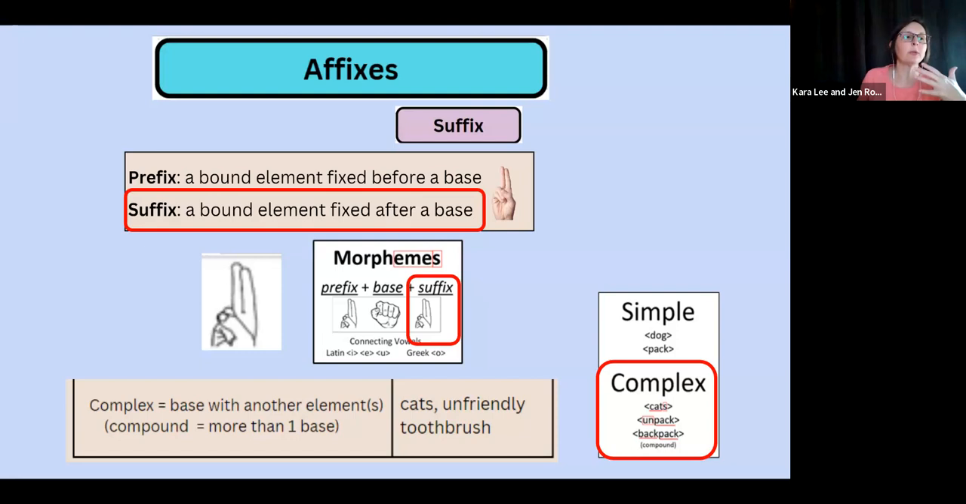And here is where we're introducing this idea of a complex word. I talked about how words can fall into one of two categories, simple or complex. And here is where we now introduce this other category of complex.